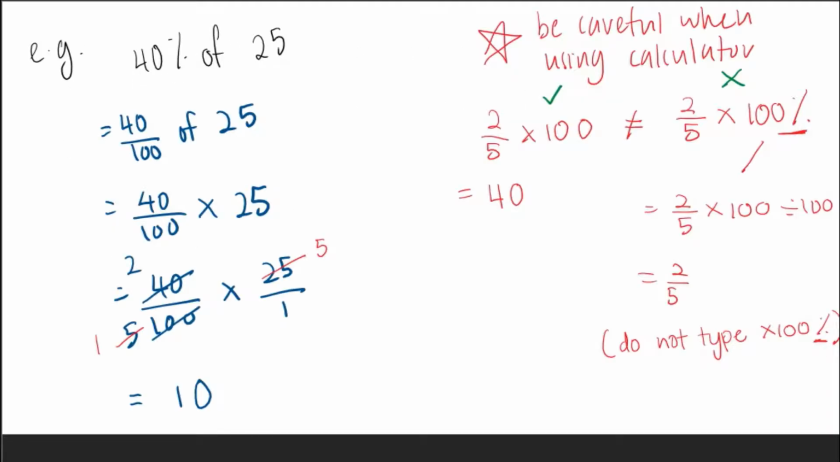For example, 40% of 25. 40% is actually 40 over 100. So 40 over 100 of 25. Just multiply it, 40 over 100 times 25. And doing the cancelling and everything, you get 10. But be careful when you are using your calculator. Do not type 100 with a percentage symbol because you will end up dividing the answer by 100 again.